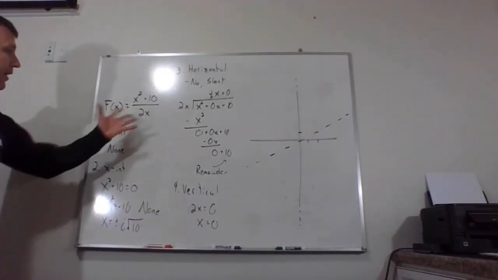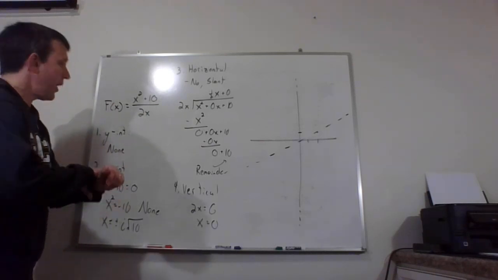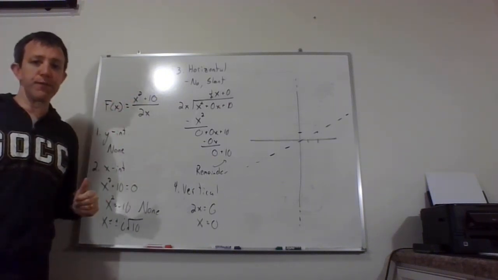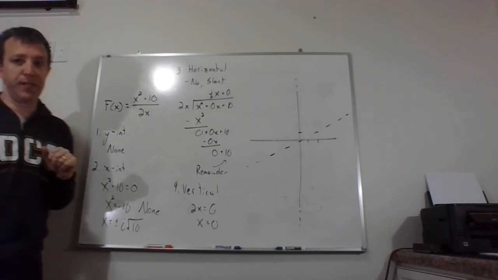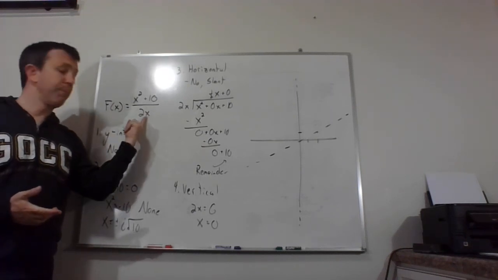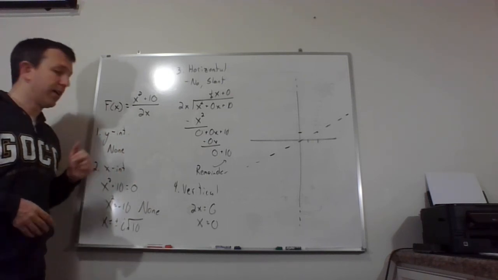Okay, so now I have kind of a funky little example. It's certainly going to have some interesting aspects to it. F of x is equal to x squared plus 10 all over 2x. First of all, y-intercept. There isn't one. If you plug in 0 to try and find a y-intercept, what happens? The bottom is going to blow it up. You can't divide by 0, so there is no y-intercept.